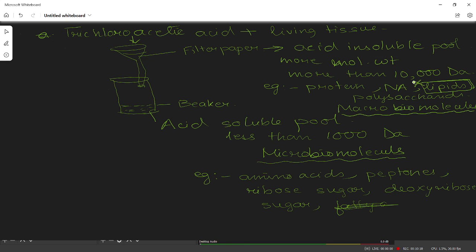So here lipids are exceptions. Also, we know that the trichloroacetic acid that we have used is highly dilute. Dilute means a lot of water is used in that preparation. Because that water does not dissolve the lipids, the lipid is not able to pass through the filter paper because it is not getting dissolved in that solution. So the lipids, though their molecular weight is very less, and they should come under microbiomolecules, still they are found on the filter paper.